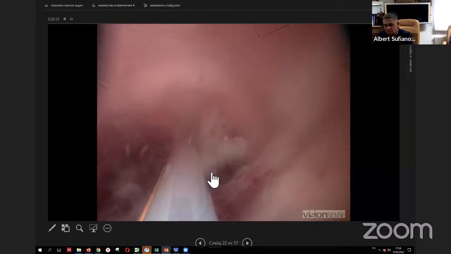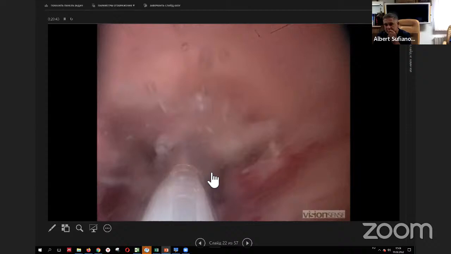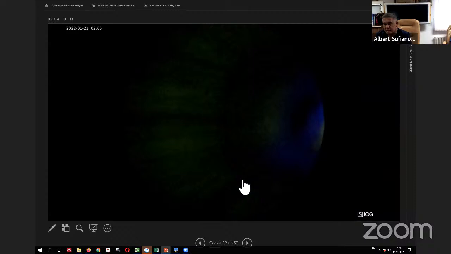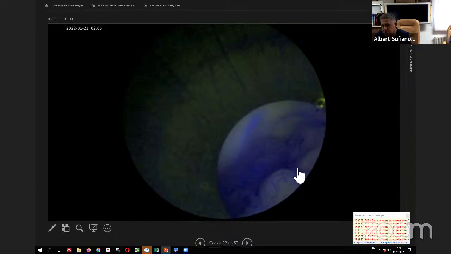You only rotate, no need to move it. So higher safety of manipulation is possible with this kind of laser. And now we see the tumor with ICG and the illumination.